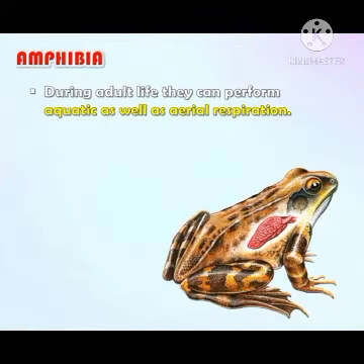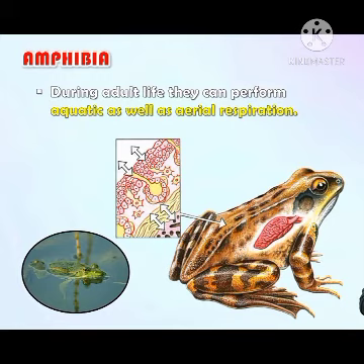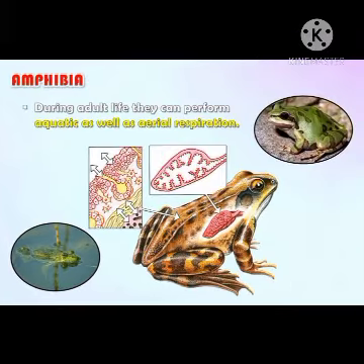During adult life, they can perform aquatic as well as aerial respiration. It means when they are in water, they respire with skin. The skin of a frog is very thin. It has the tendency to absorb oxygen. When the frog is on land, it can respire through lungs.